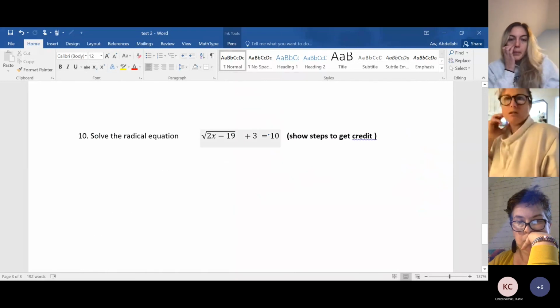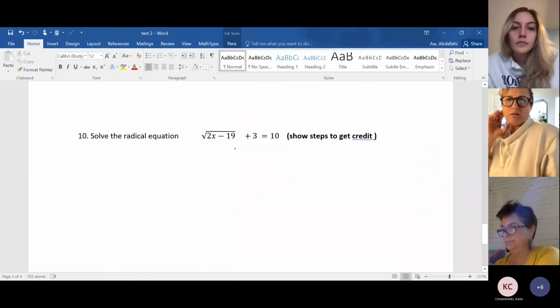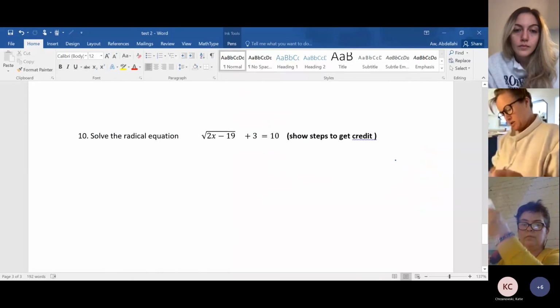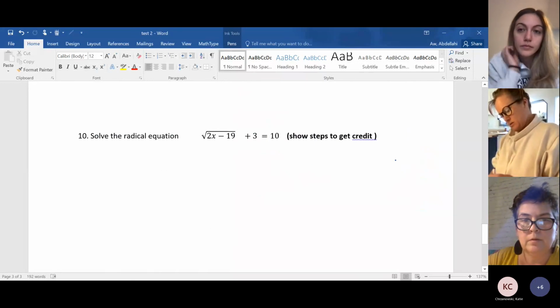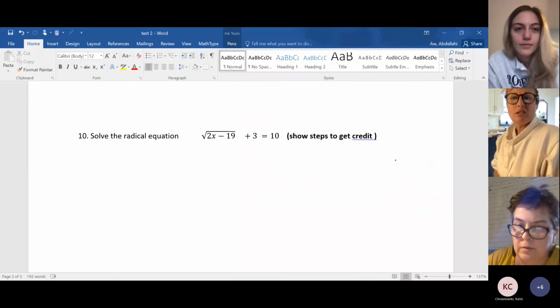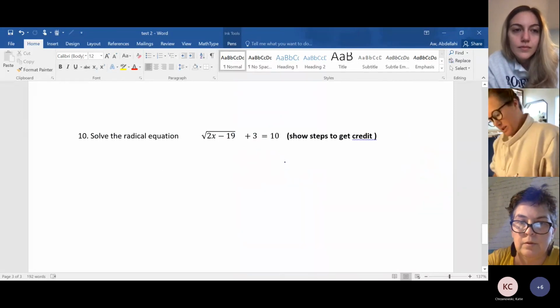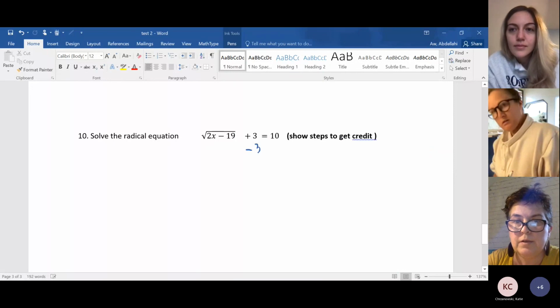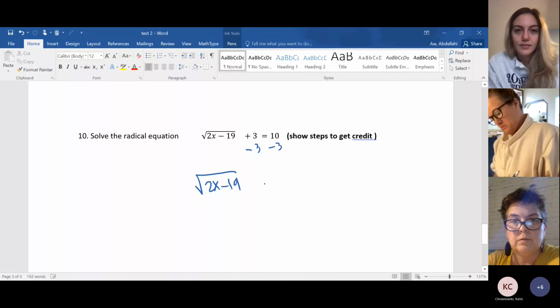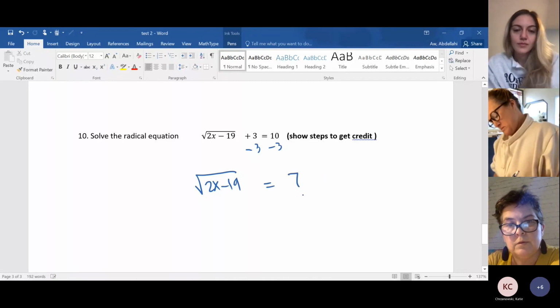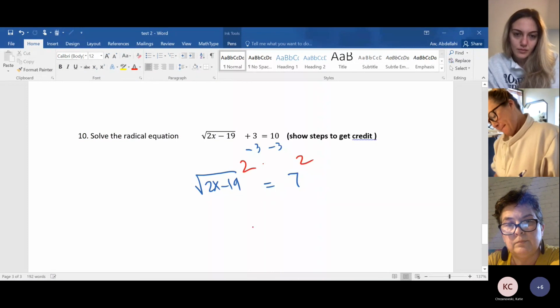So for this one right here, remember, sooner or later, we will have to square both sides, right? Do we do it now? What you need to do before we square both sides? You have to move the 3 to the other side. It's going to be square root of 2x minus 19 is equal to 7. And then now we square both sides. We put square here. We put square here.